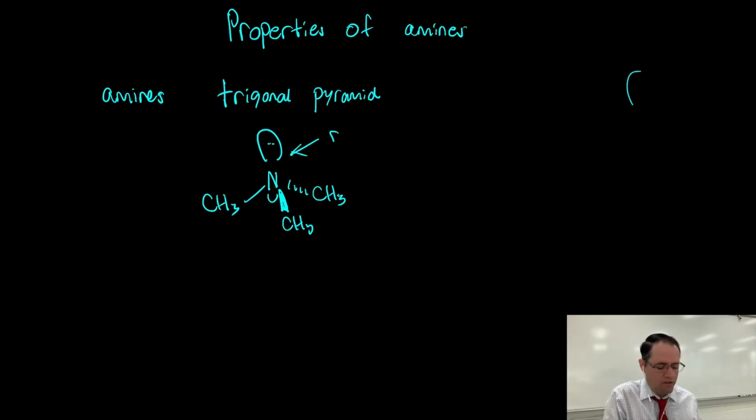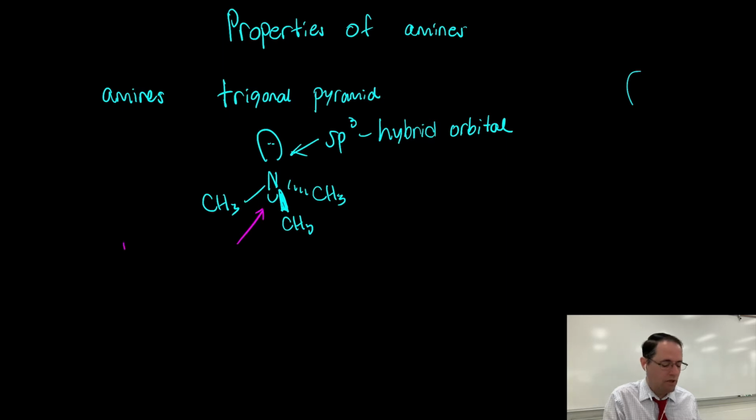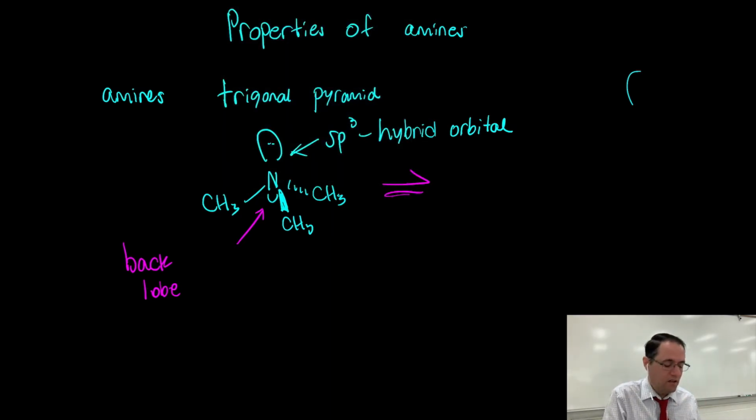So it's sp3 hybridized, so this would be the sp3 hybrid orbital. And I just want to make note of the back lobe here. That's the back lobe of the hybrid orbital. It's possible for the electrons to move down into that section and fill it and invert this structure. So this can flip backwards and forwards like a butterfly almost, to make this other guy here. And this happens very fast, so that's why simple amines like this aren't going to be chiral.